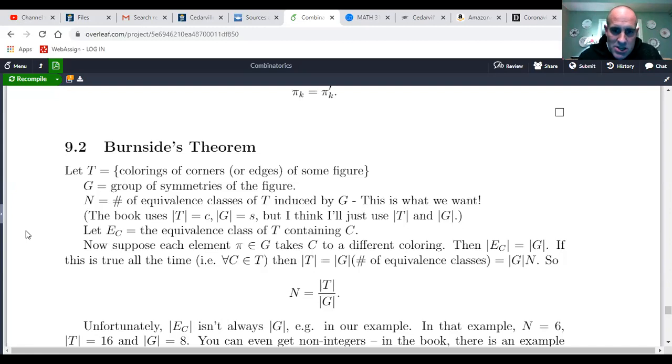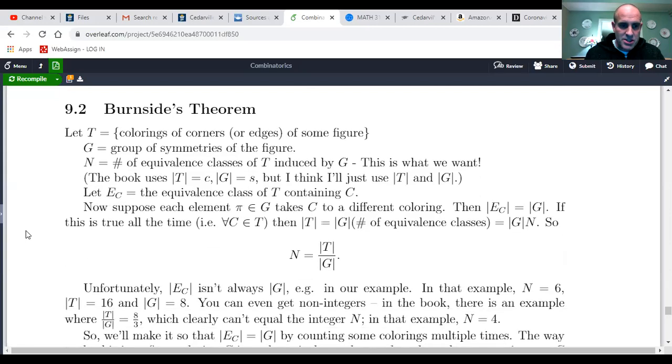And so if every permutation in the group moved a coloring to a different coloring, then the size of the equivalence class is going to be all of the group, okay? That's kind of a nice observation. If that were true all of the time, that every coloring in the equivalence class moved us to a different coloring, then the equivalence classes would all have size equal to the group. And so every single one of the equivalence classes would have size equal to the group.